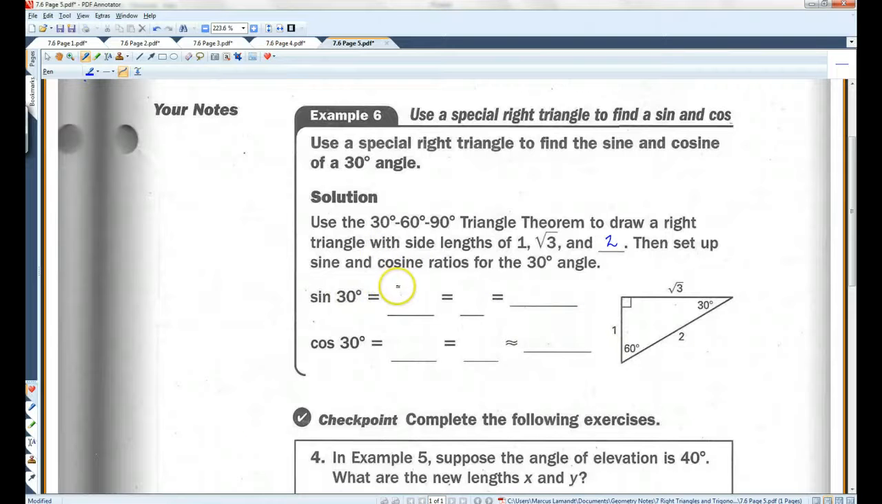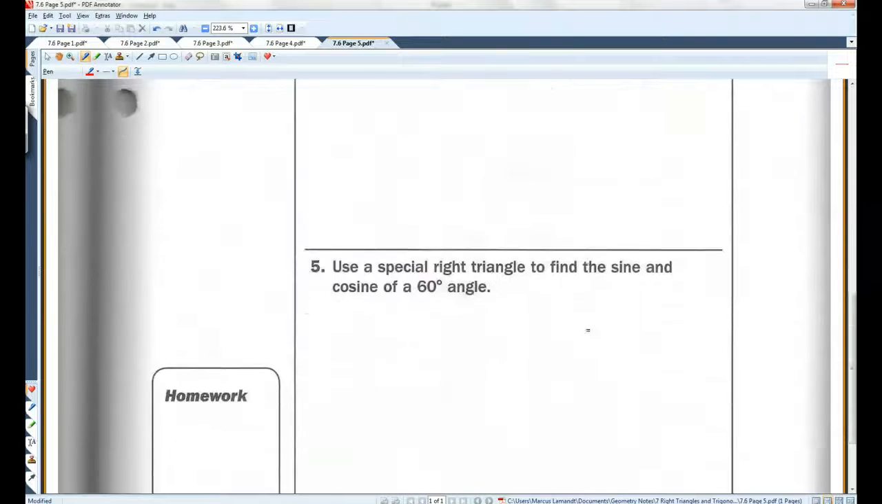Sine of 30 degrees, this is opposite over hypotenuse. The opposite side from 30 degrees is 1. The hypotenuse is 2. This is about 0.5. Actually, it's exactly 0.5. Cosine is adjacent over hypotenuse. The adjacent side is root 3. The hypotenuse is still 2. If you plug this into your calculator, you're going to get 0.8660. Alright, you guys have the checkpoint, and that's all.